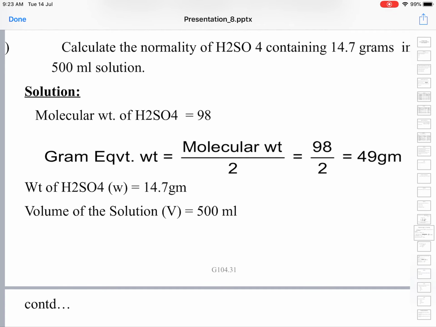The weight of sulfuric acid given is 14.7 grams. The volume of the solution is 500 milliliters. This is the data: gram molecular weight of sulfuric acid 98 grams, equivalent weight 49 grams, weight of sulfuric acid 14.7 grams, volume of solution 500 milliliters. We are asked to calculate the normality.